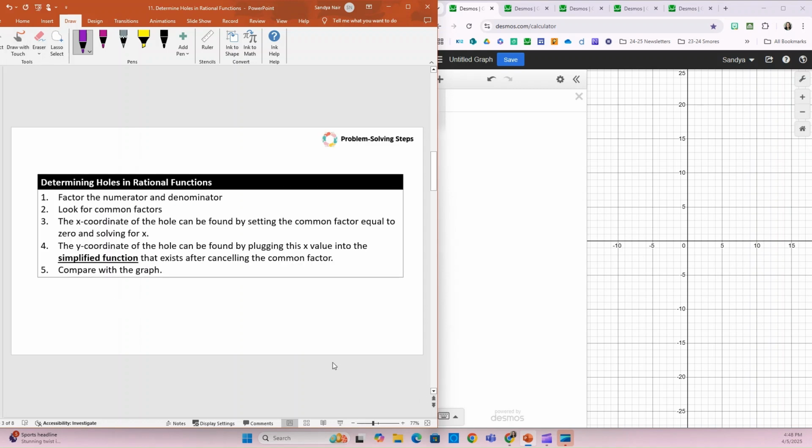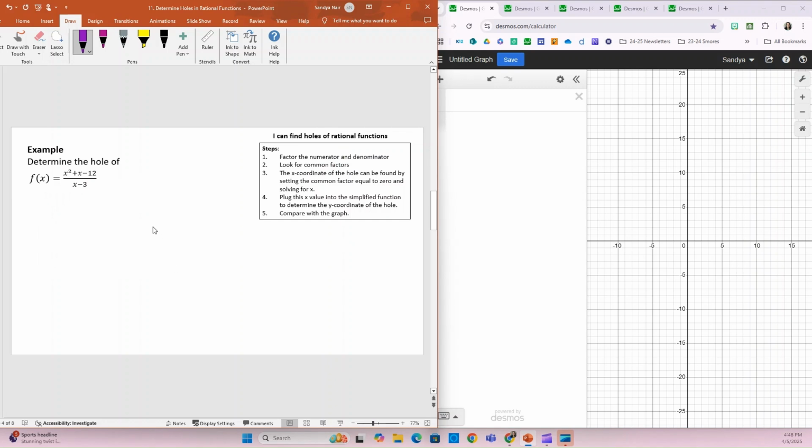So how do you determine where the hole is going to be in a rational function? You're going to factor the numerator and denominator and look for the common factors. The x coordinate of the hole can be found by setting the common factor equal to 0 and solving for x. Then you can find the y coordinate by plugging this x value into the simplified function that exists after canceling the common factor, and then we're going to compare with the graph. So let's start off with this example.